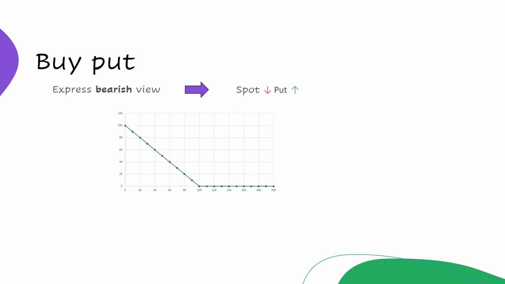The next strategy to cover is buying a put option. Buying a put is a way to express a bearish view on the underlying asset, as put option price increases when underlying spot decreases. From the payoff diagram, we can see the delta of a put is always negative. Underlying spot moving lower is desirable for put buyers. Similar to buying a call, buying a put gives traders leverage on investment. The leverage equals percentage delta divided by percentage premium.